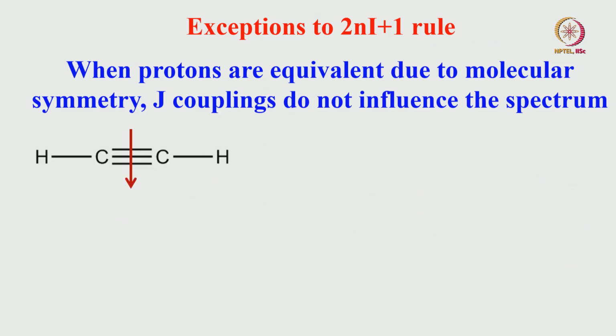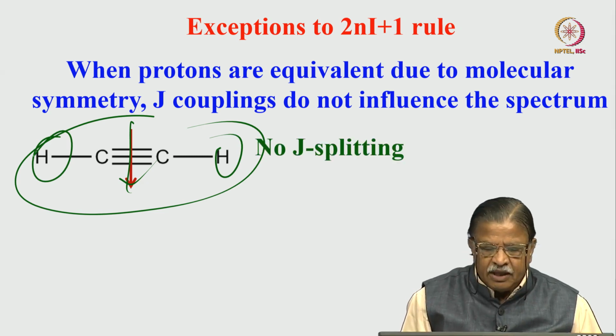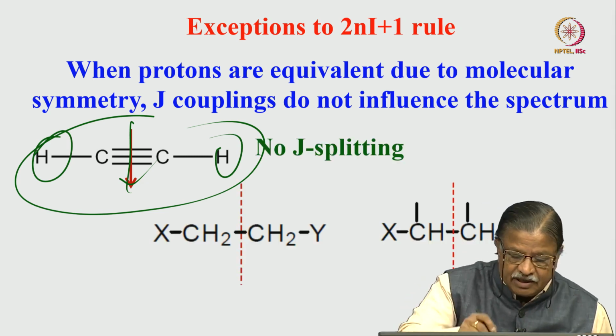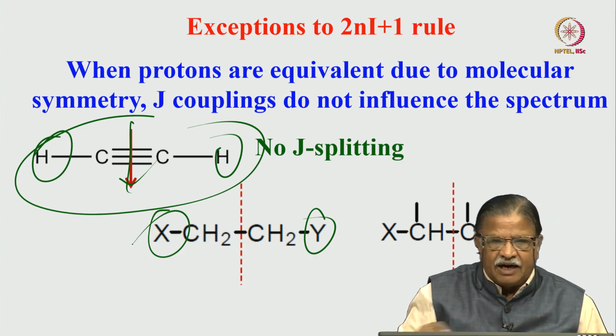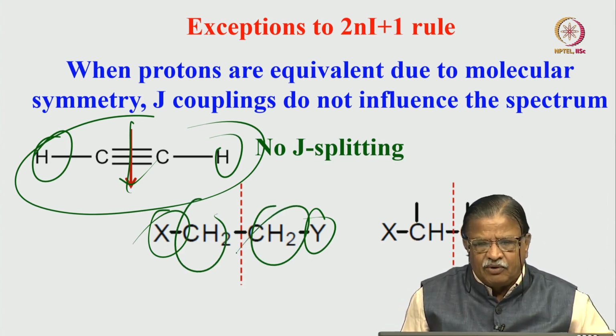One is a molecule like this. If we consider there is a symmetry along this axis, this proton will not couple to this one. Now there is no coupling at all, no J coupling. Consider this one: if X and Y are different, then this will couple to this, and the 2nI+1 rule you can apply.